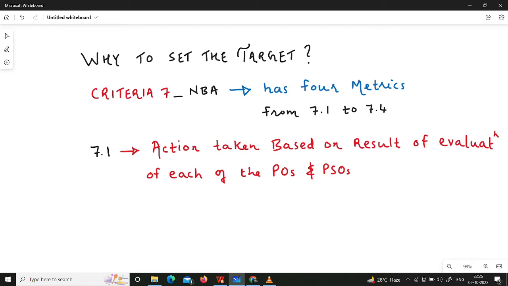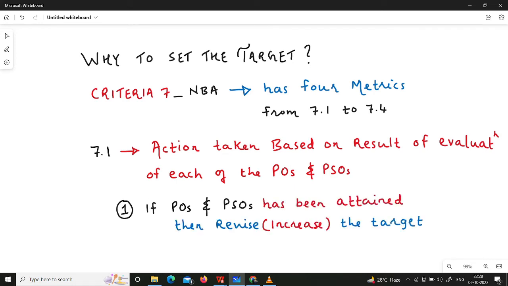If the POs of a particular batch are more than the target, then you can say that the POs have been attained. Same is the case with the PSOs. So you see, based on the results of POs and the PSOs, the department can take two possible actions. If the POs and the PSOs have been attained, then the department can revise, the department can increase the target.